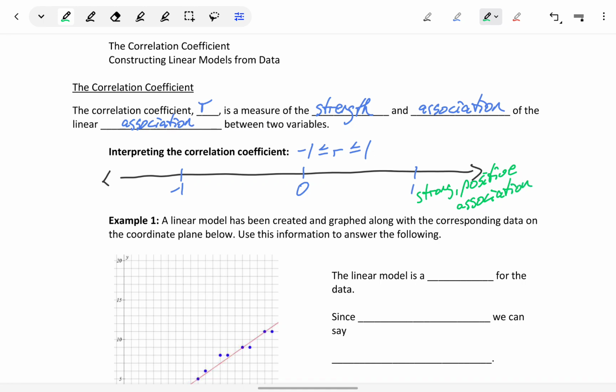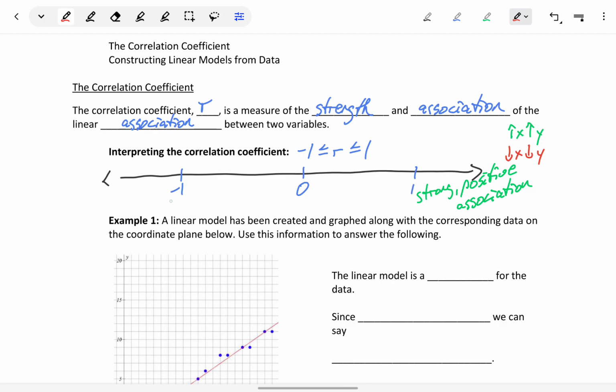When we have a positive association, it means the two variables change in the same direction. So if our x variable is increasing, our y variable is increasing. And similarly, if our x variable is decreasing, our y variable is also decreasing. So that change happens in the same direction.